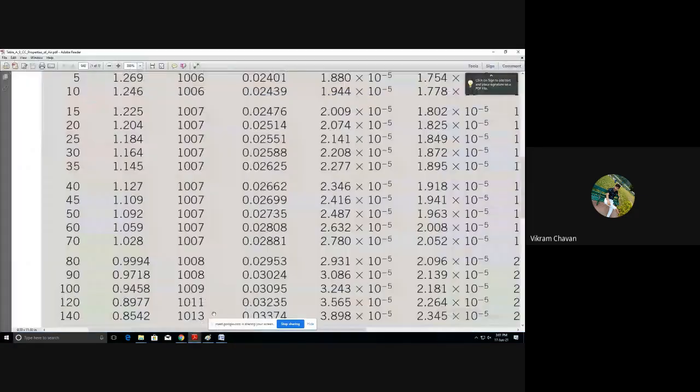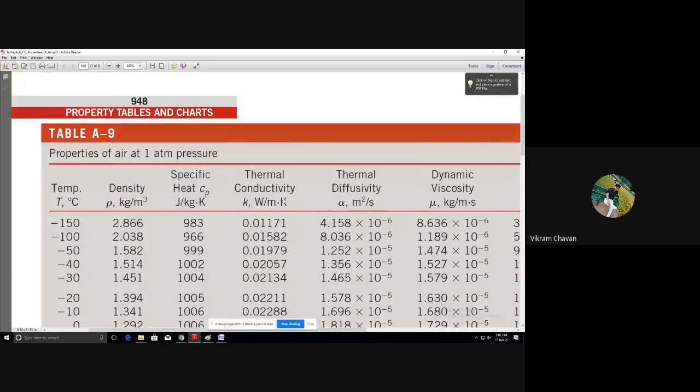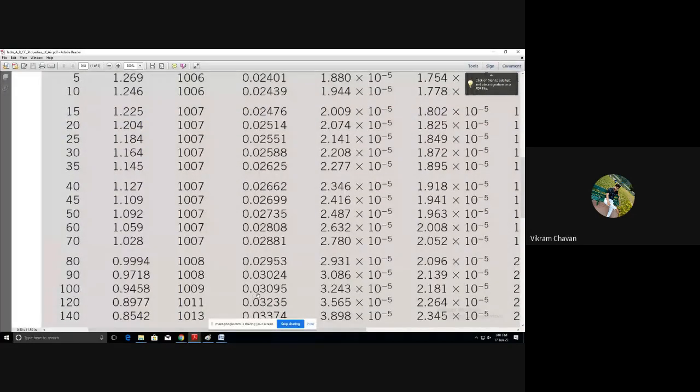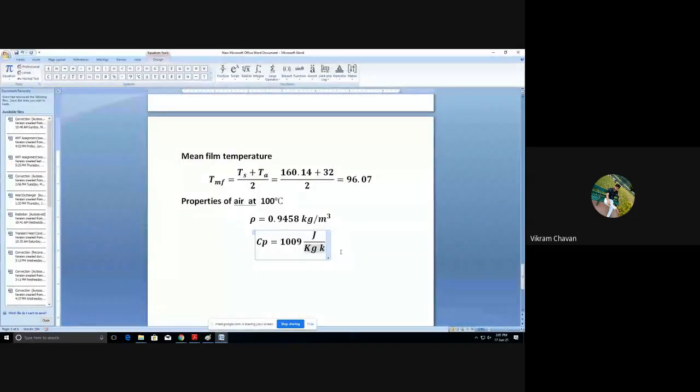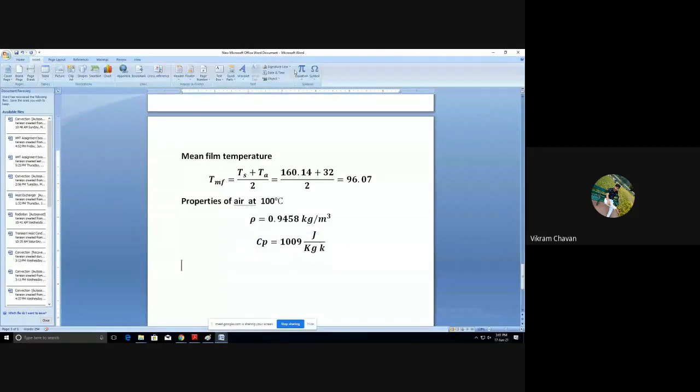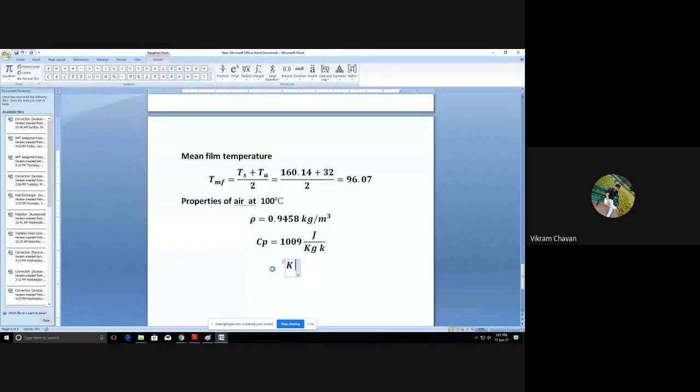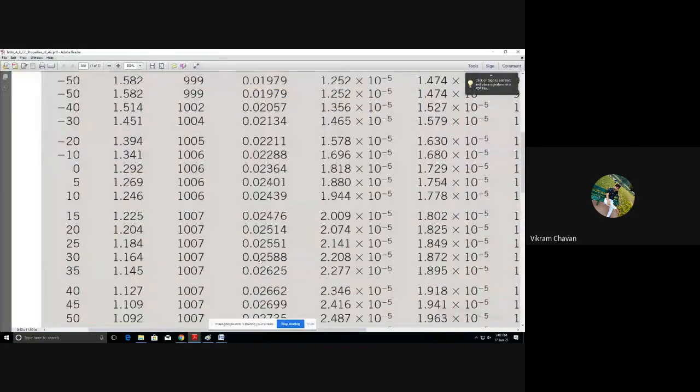Now next, third column, thermal conductivity, K. For 100 degrees Celsius, K is 0.03095. Okay, you can also download that particular chart. There is no special requirement. You just search on the internet for properties of air and you will get that chart. The unit is watt per meter Kelvin. K value is known to you now. Third, thermal conductivity is over.